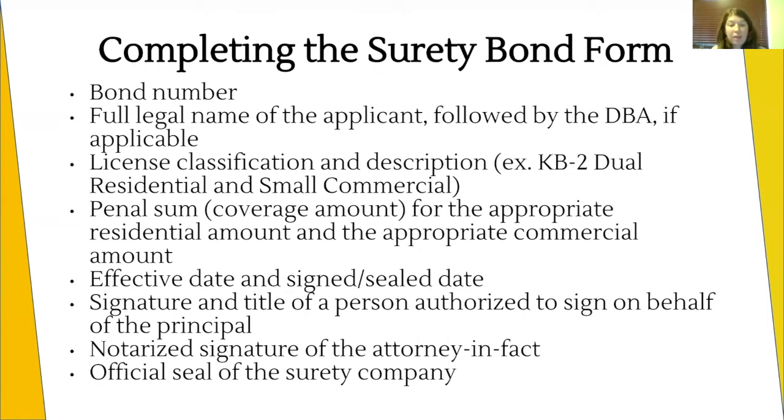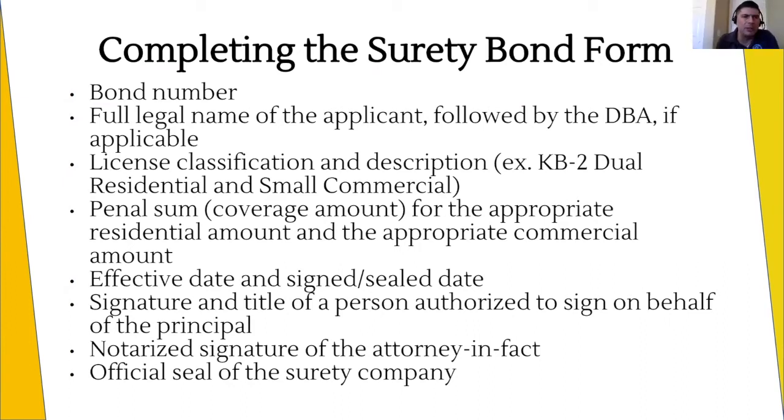was signed and sealed. There needs to be an authorized representative for the applicant that signs. They're going to need to sign and give their title. And then there needs to be a notarized signature of the attorney-in-fact for the bond company, and the bond company needs to put their official seal on there. The bond companies that are on that list that we're going to send out are familiar with our process, so they should know this. But if they have any questions or if you have any questions about your bond, feel free to contact us. And Marley, what would you say is one of the bigger mistakes with a bond?